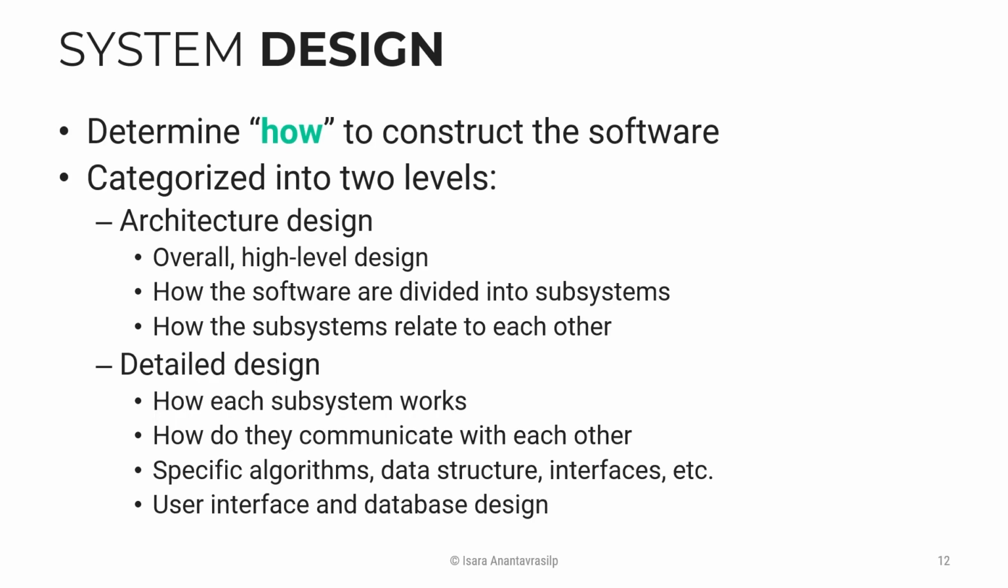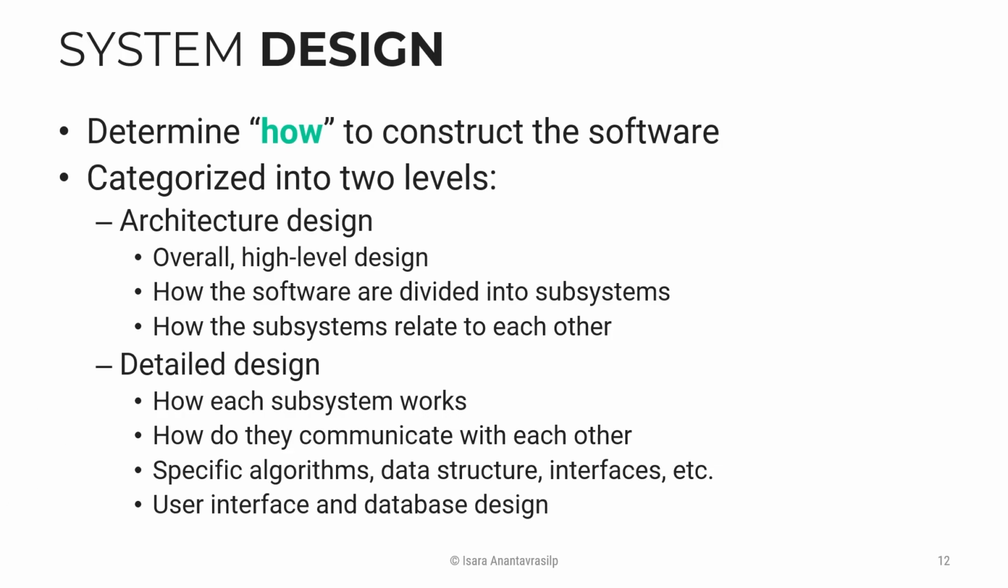The next step is the system design. You are starting to determine how the software should be constructed. It is categorized into 2 levels, the architectural design and the detailed design. In the architectural design, you focus on the overall high level design. What are the components? What are the subsystems? How are they connected together, how are they related to each other? And then in the detailed design, for each component and for each subsystem, you move further.